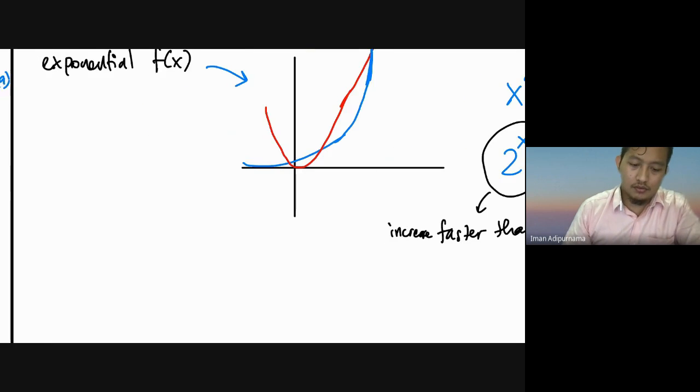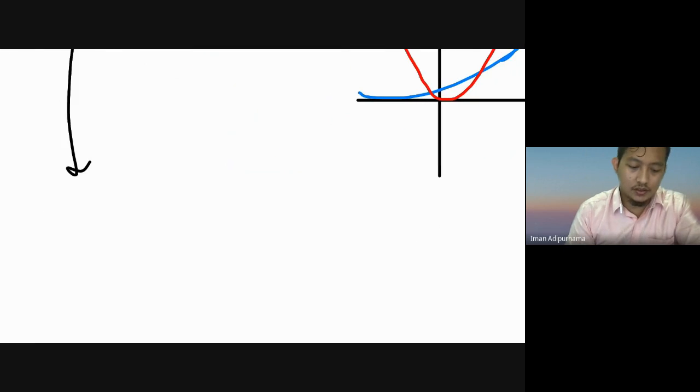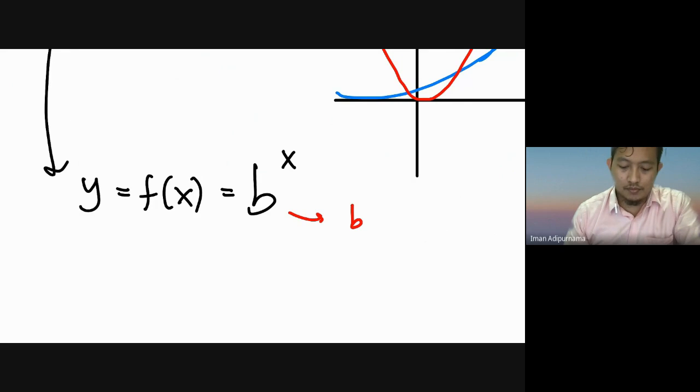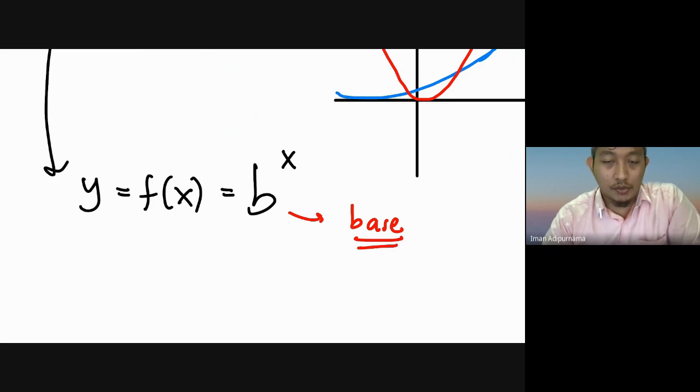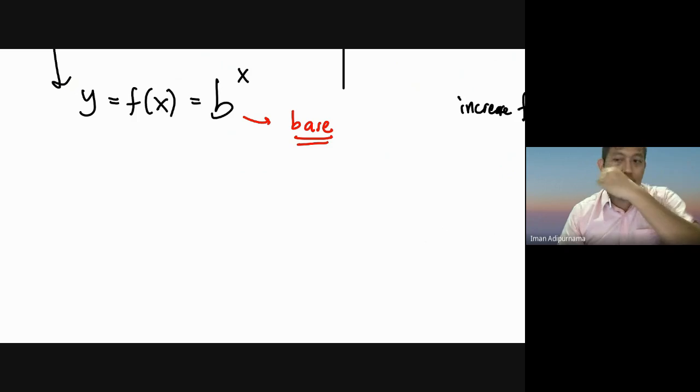Okay, now let's say we have any exponential function, maybe b for the base. If you remember exponent and logarithm, b stands for base, so it can be any number. It can be 2, 3, 4, and so on. Now let's check with our limit.